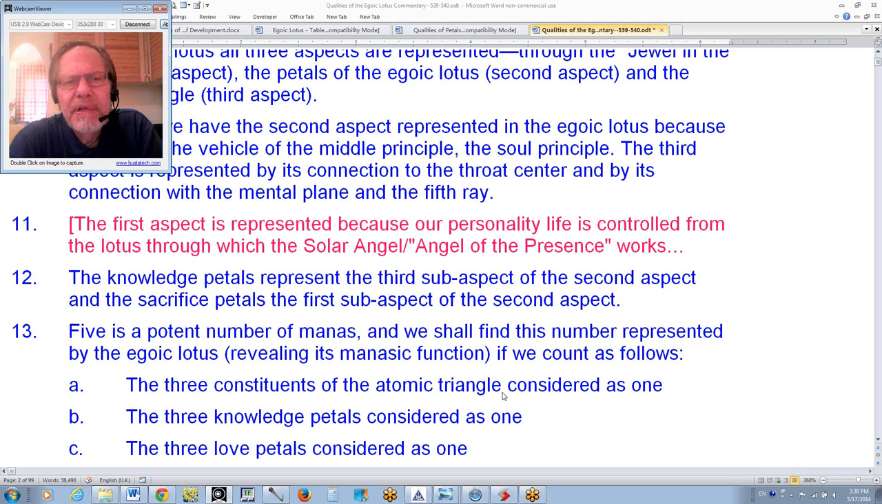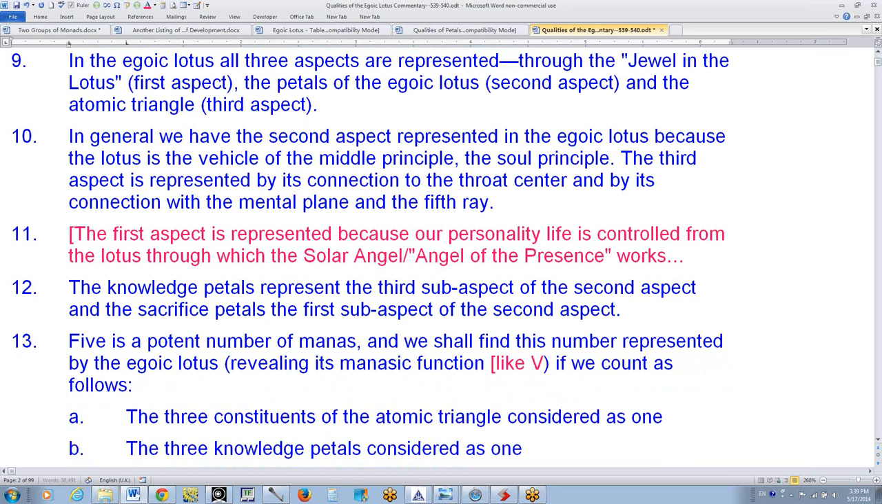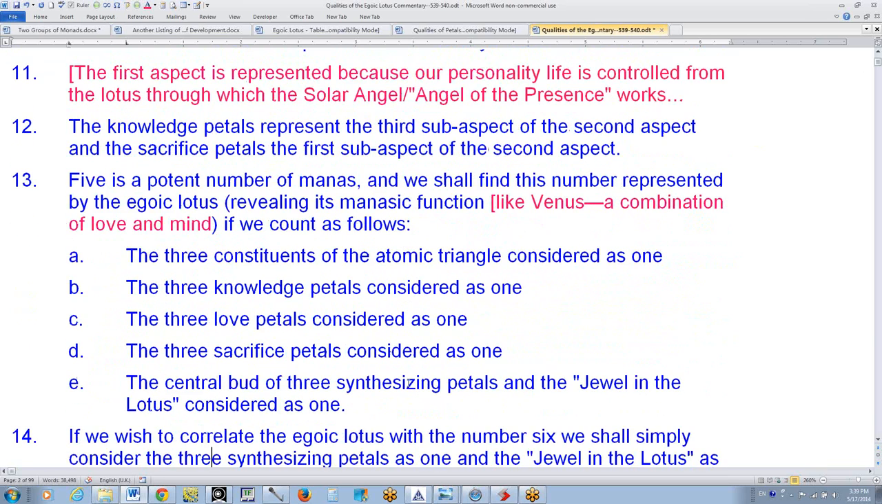So 5 is a potent number of manas, and we shall find this number also represented in the egoic lotus, revealing its monadic function. It's a function of love and mind. It's so much like Venus in that respect, like Venus, a combination of love and mind, of Ray 2 and Ray 5. So this 5 appears, if we count in the following way.